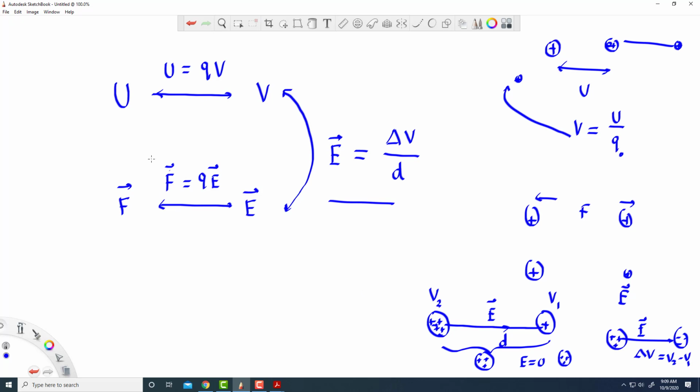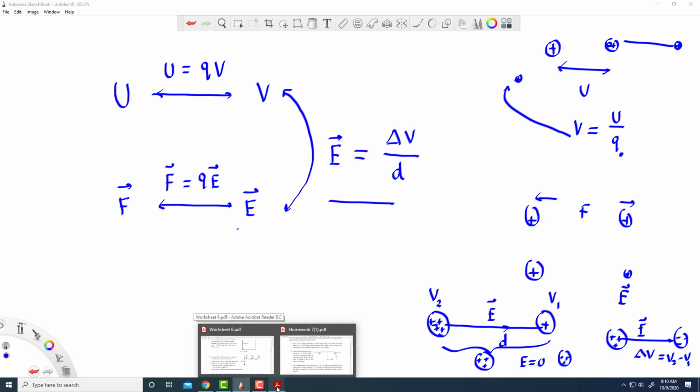So now we saw all these variables related to each other. So U is related to V, V is related to E is related to F. So if we know one, then we can find the others. So with that relationship, we can get one from the other. So let's use this and solve some problems.